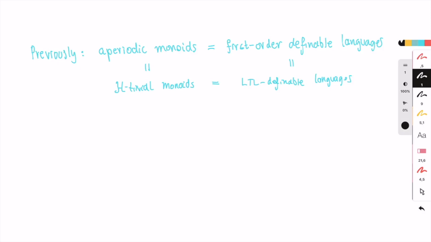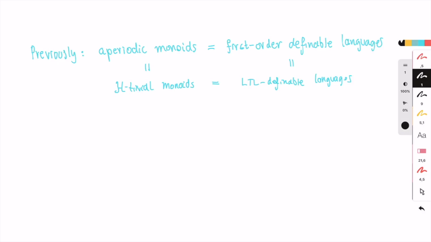Last week, we showed that aperiodic monoids define the same languages as first-order logic, which is the same thing as LTL, which is the same thing as H-trivial monoids. H-class, if you remember, is an intersection of a prefix class and a suffix class. So a natural question is, what about other trivialities?